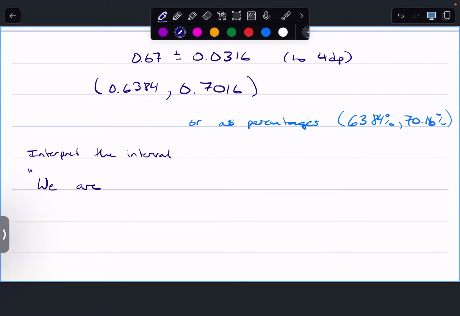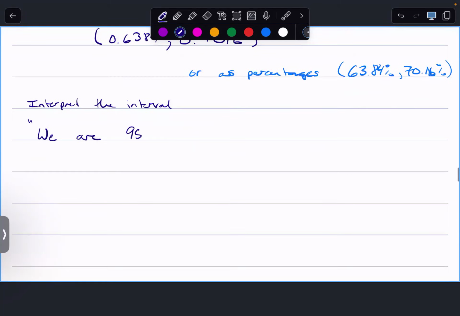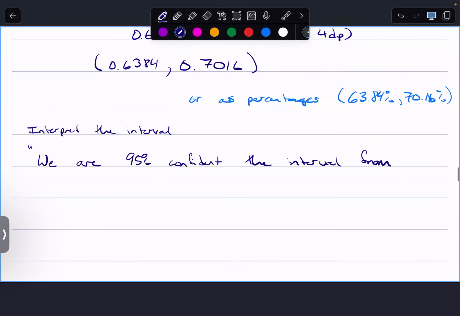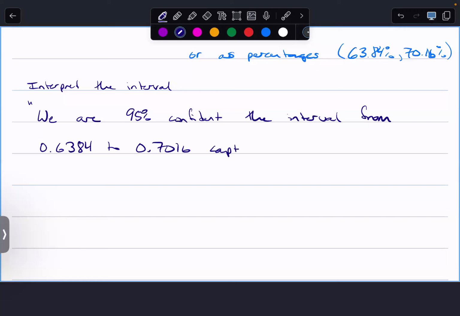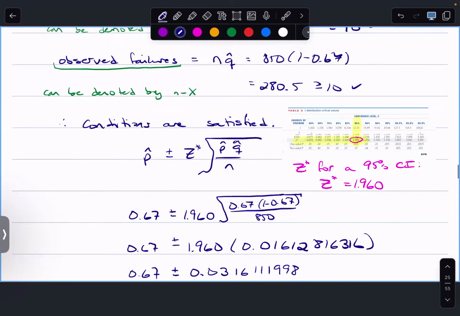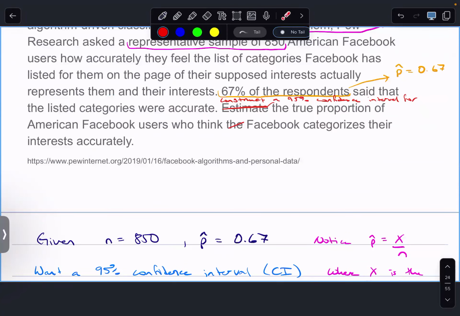We are 95% confident the interval from, I'll use the proportions, 0.6384 to 0.7016 captures, and then we said the true parameter. But usually it's in the question way back here. The question, which I rephrase to be, construct a 95% confidence interval for the true proportion of American Facebook users who think Facebook categorizes their interests accurately. That is the parameter that we're trying to figure out.